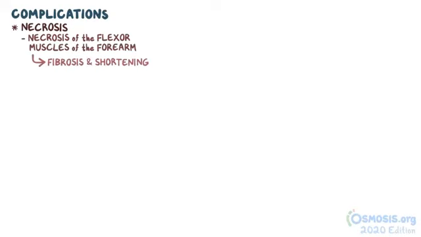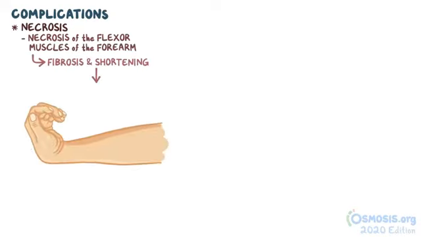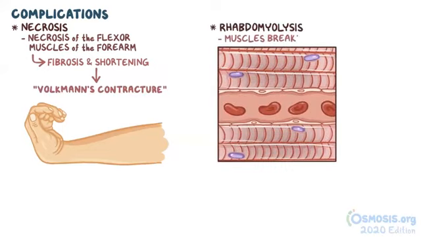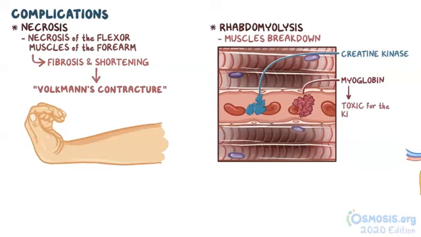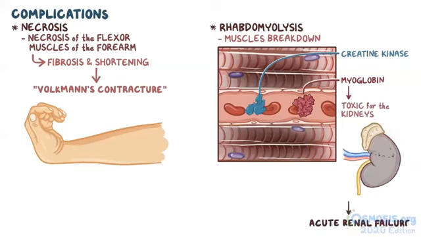Complications such as necrosis can occur when normal blood flow is not established in time, leading to tissue death due to the lack of oxygen. For example, necrosis of the flexor muscles of the forearm leads to their fibrosis and shortening, which results in permanent flexion of the wrist and hand known as Volkmann's contracture. Another complication is rhabdomyolysis, where muscles break down. Muscle proteins, like creatine kinase and myoglobin, start leaking out into the bloodstream. Myoglobin is especially toxic for the kidneys and can cause acute renal failure.